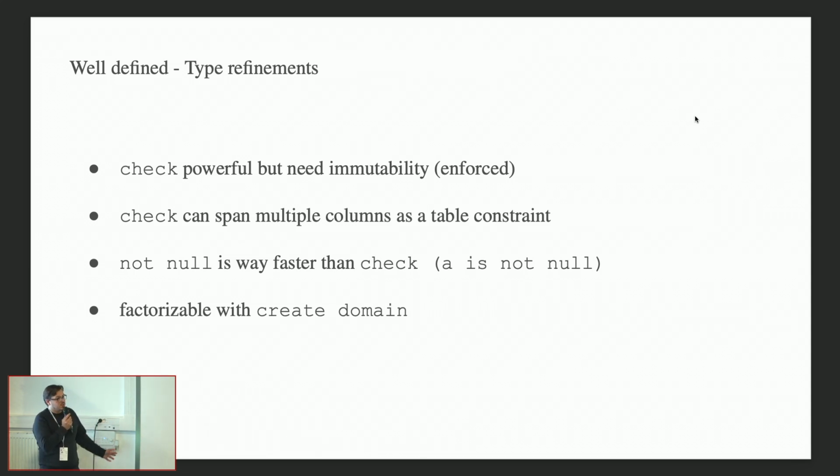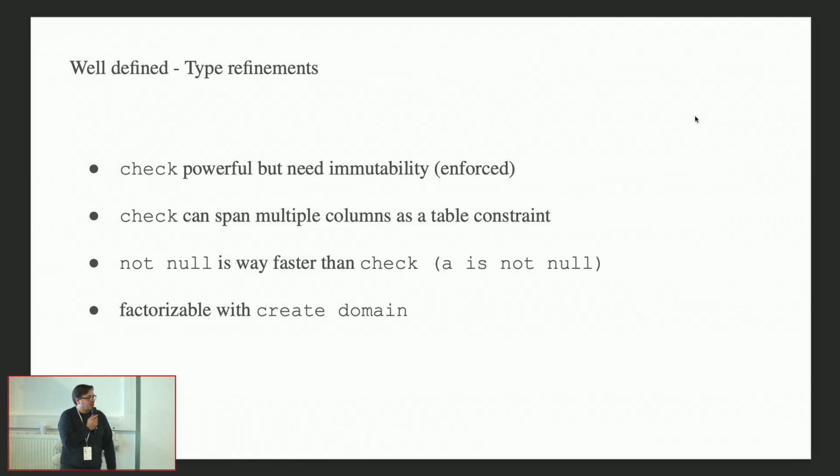If you want to check that something is not null, use not null. I think it's one of the most well-known constraints, but actually it's way faster than check A is not null, because you have inlined and dedicated code paths in Postgres to handle not null.